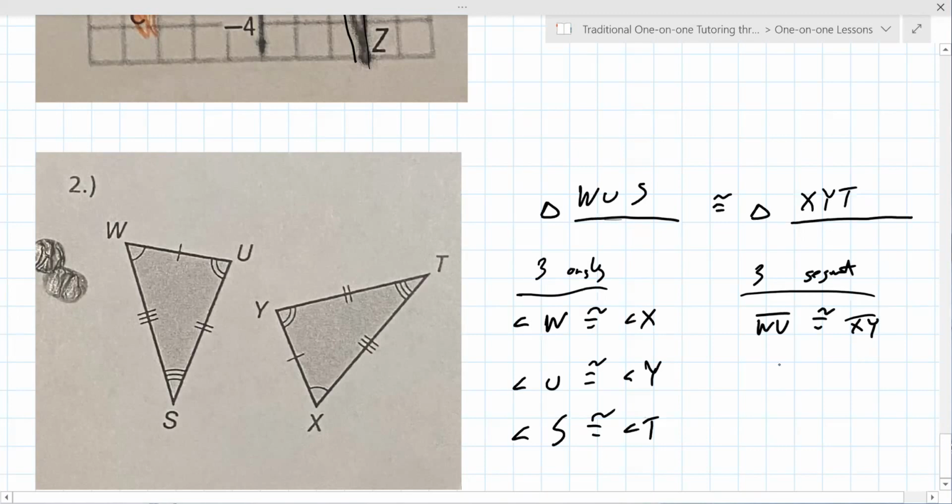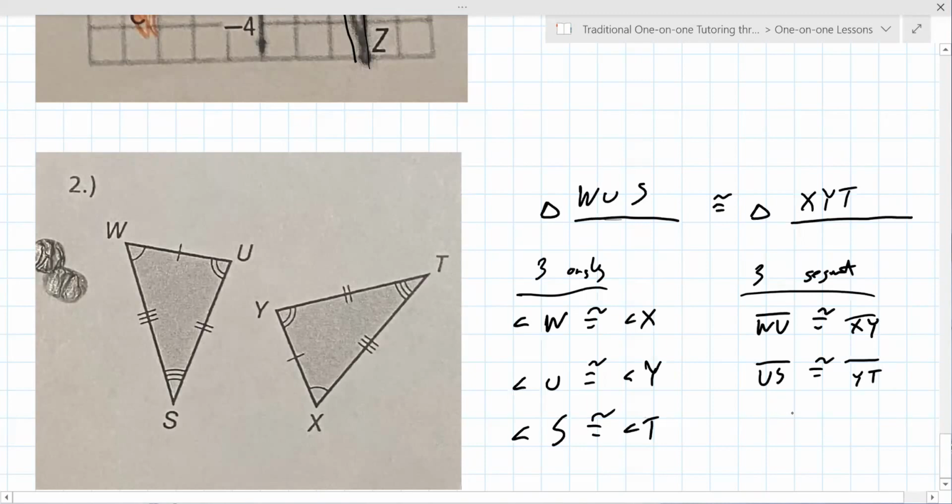Okay. And then is the second one, I don't know how to say it, line segment US congruent to line segment YT? Yes, very good.